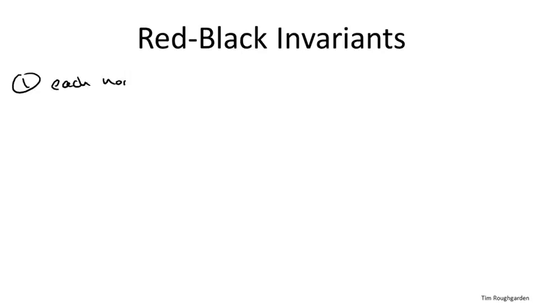So the first one, we're going to store one bit of information additionally at each node beyond just the key. And we're going to call this bit as indicating whether it's a red or a black node. You might be wondering, why red-black?